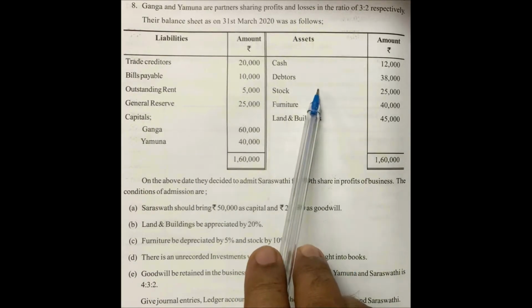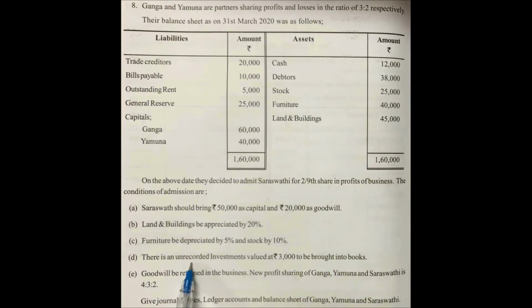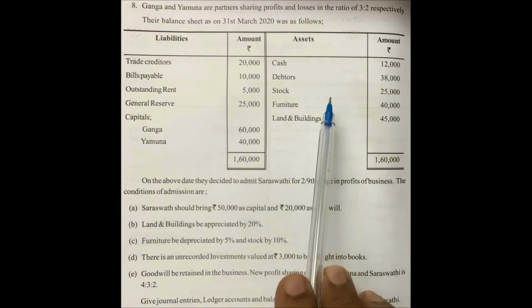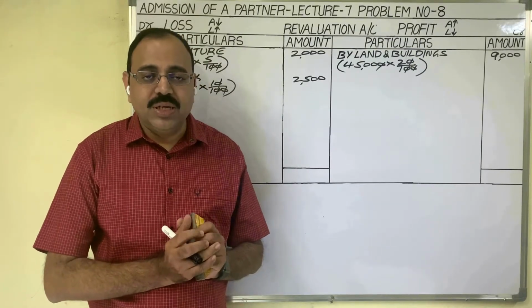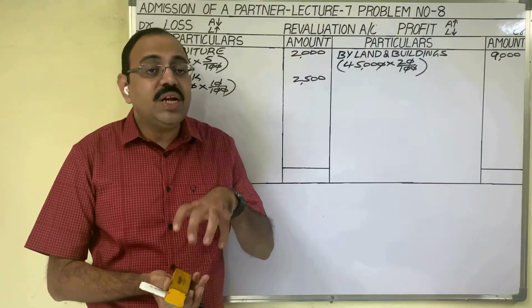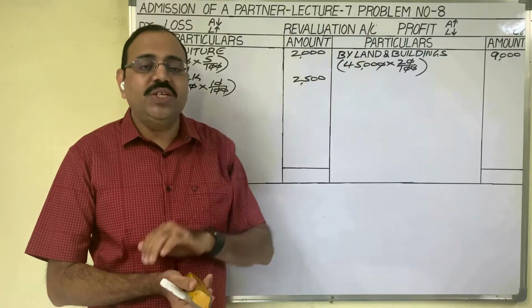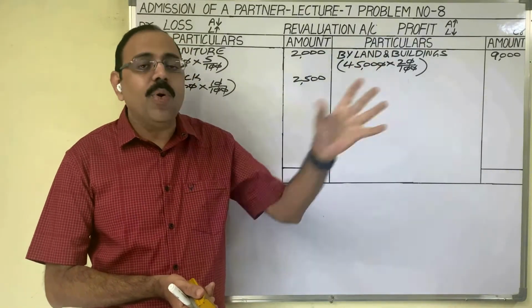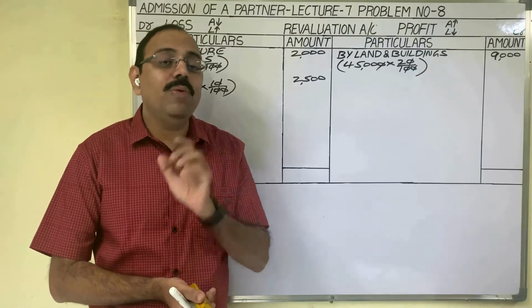See the old balance sheet asset side, investment value is not given. That is only given in the adjustment. Unrecorded investments: they purchased investments worth 3,000 rupees, but have not recorded these investments under the asset side of the old balance sheet. Investments means they invested their money in outside companies' shares or debentures or in government bonds. These investments are to be shown as an asset in the old balance sheet.